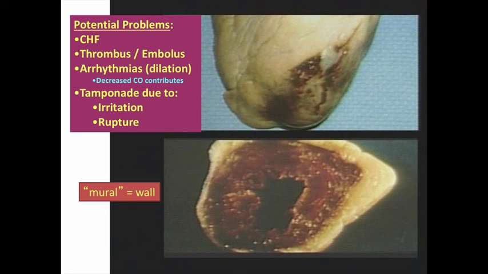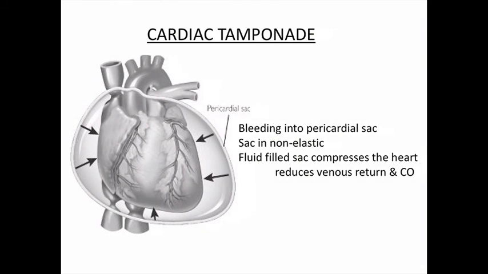Heart failure is one, clots are another. Arrhythmias because of the abnormal dilation, that's another. And then, of course, rupture, where you get irritation because you get blood in the pericardium that's not supposed to be there. So that's obviously an emergency situation that can be remedied if somebody is right on it, right? So this is kind of the deal.